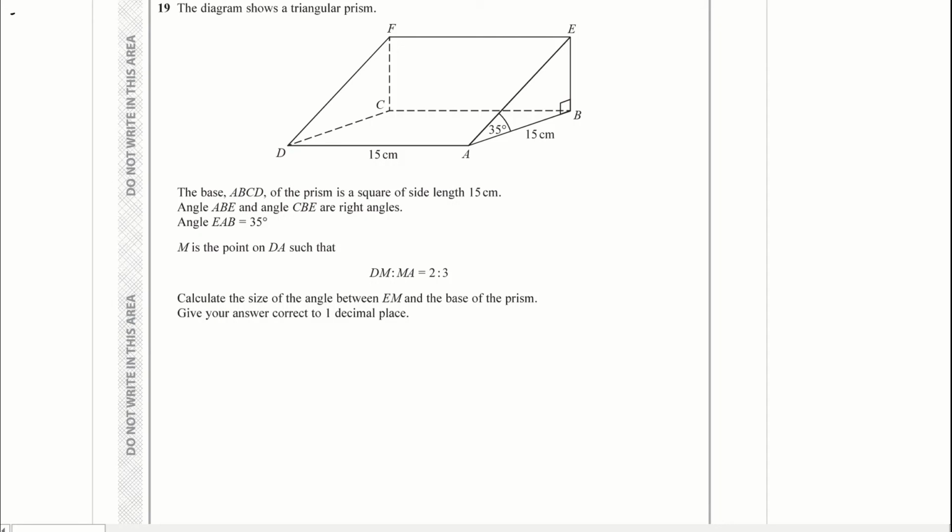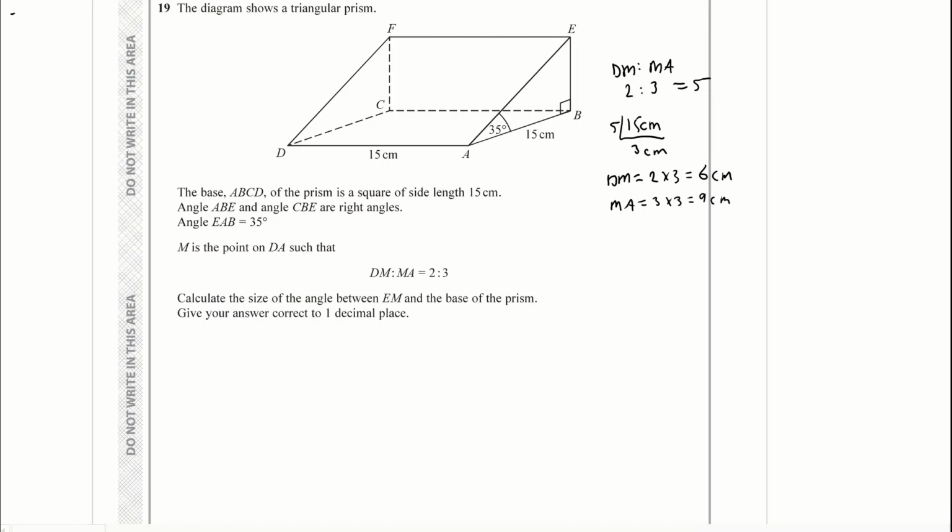So a little bit of rough work out here. So I have DM is to MA. And that's in the ratio 2 is to 3. Now, when I add 2 plus 3, I get 5. So there's 5 parts to it. The length of DA is 15 centimeters. So if I divide 15 centimeters by 5, I get 3 centimeters. So one part is 3 centimeters. So that means to get DM, I go 2 multiplied by 3, which is 6 centimeters. And to get the length of MA, I'm multiplying 3 by 3 centimeters, which is 9 centimeters.